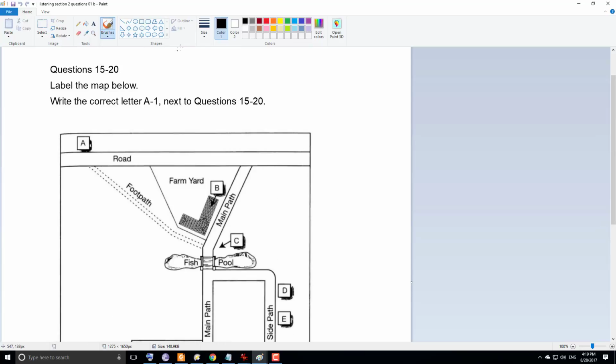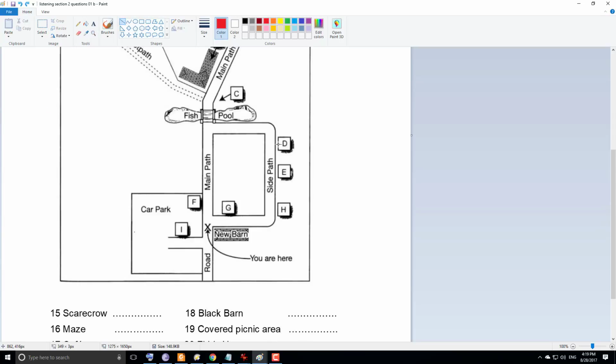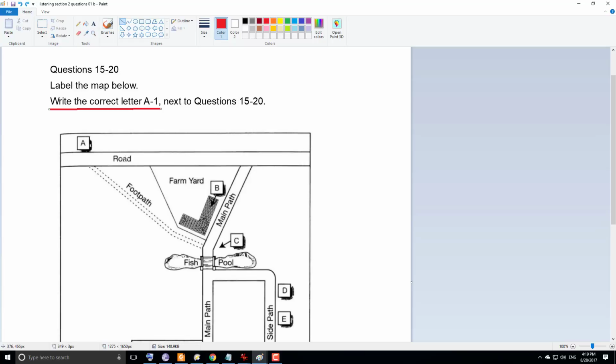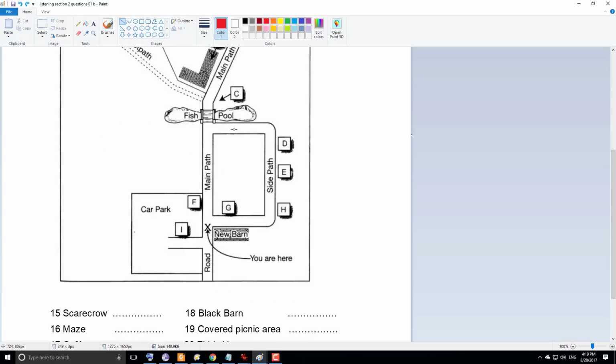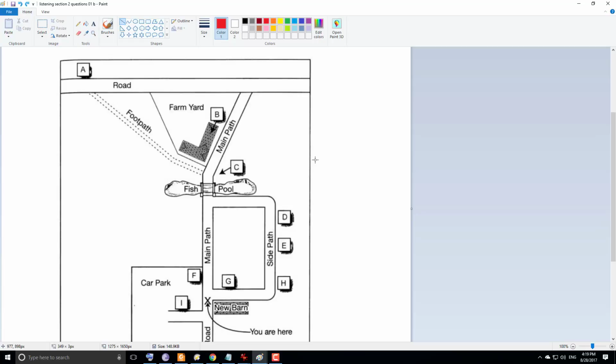Okay, so of course, as always, read the instructions. Although with labeling, it's not too hard. The instructions are usually the same. The next thing you need to do is to determine where you are on the map.